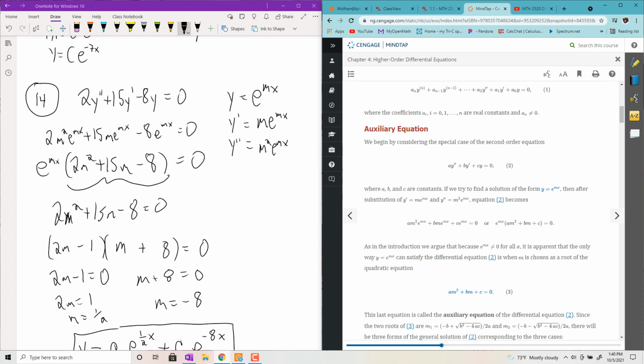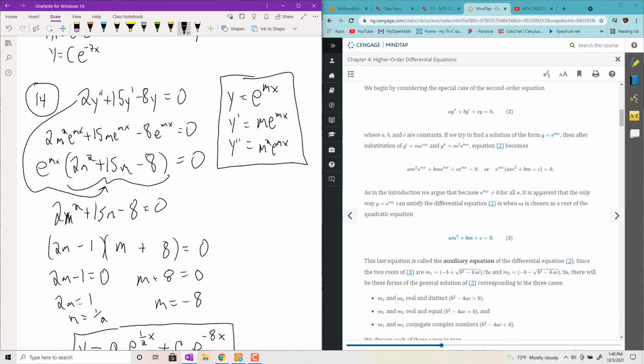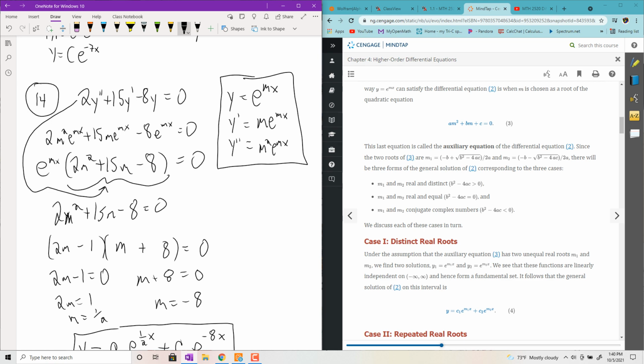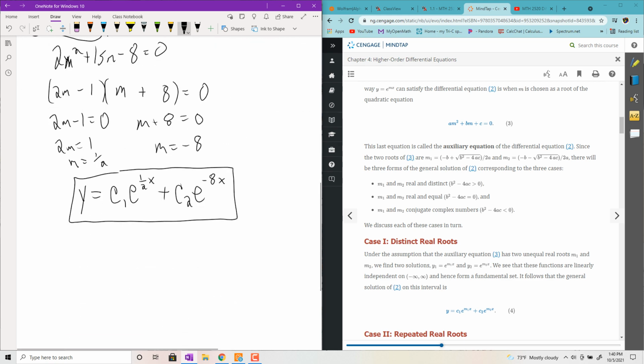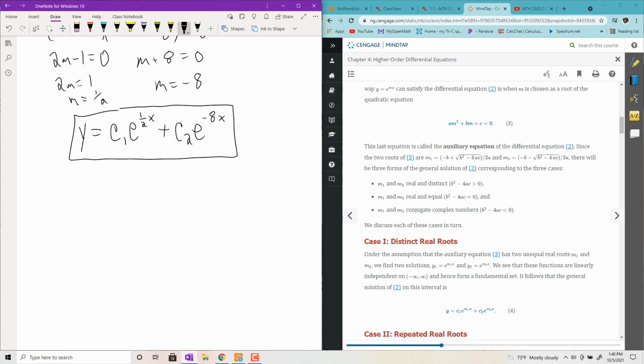So usually we won't do this substitution part right here. What we'll do instead is just jump from this equation to this equation. And you can see all you have to do is replace the y double prime with m squared, the y prime with m, and then just put a 1 on for the y. Okay, once you get that, you can get the m values and produce your solutions.